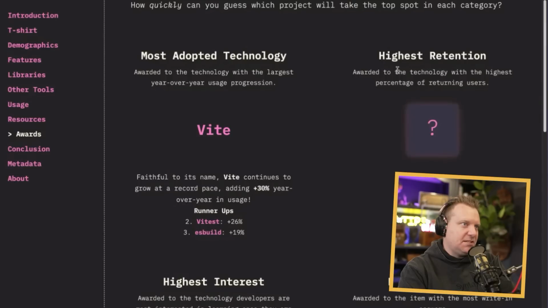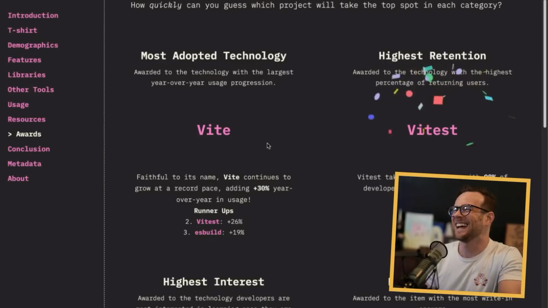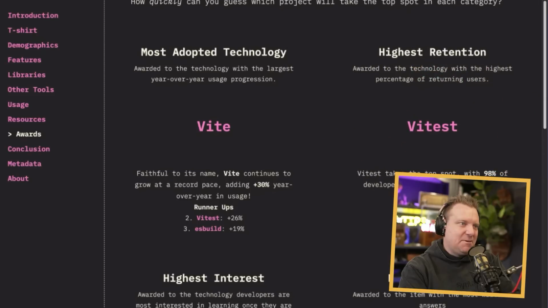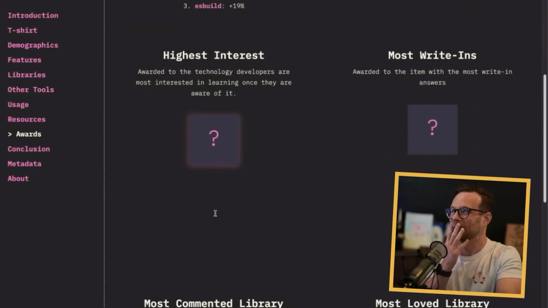Highest retention, awarded to technology with the highest percentage of returning users. Vite. Vitest. Vitest. All right, that's fine. Yes. Vitest number 2 at 98%. Yeah, just barely.